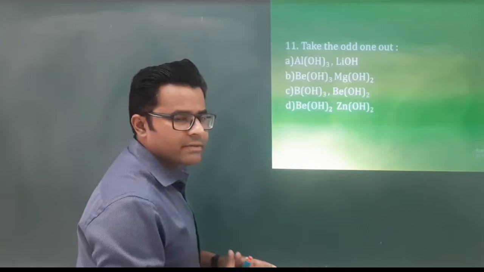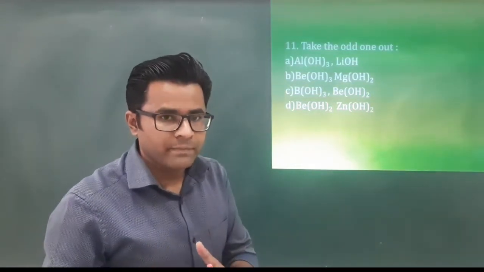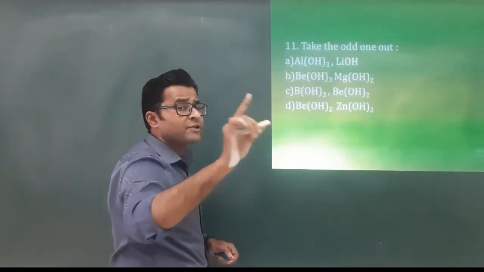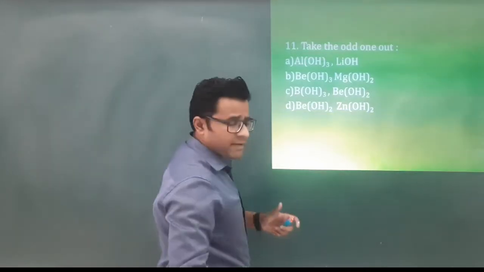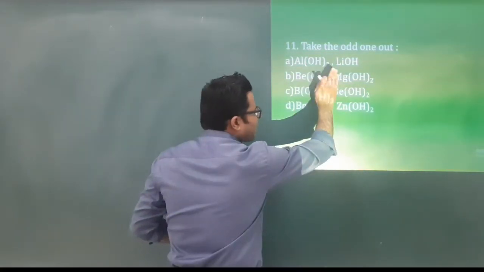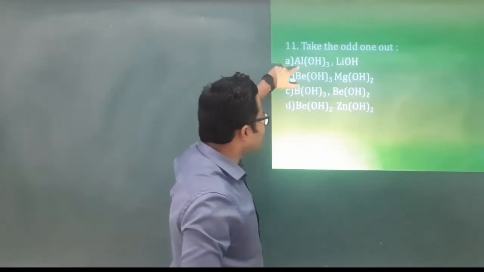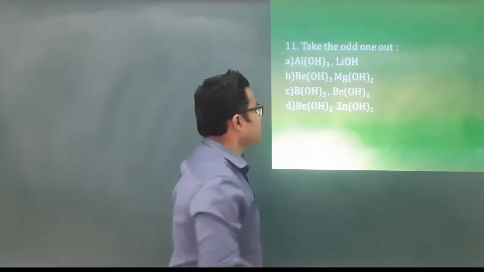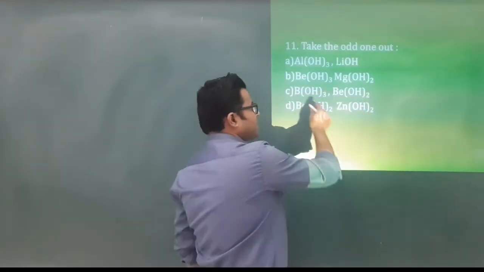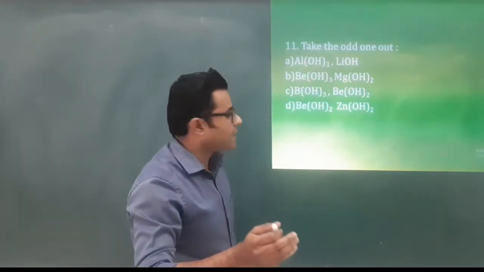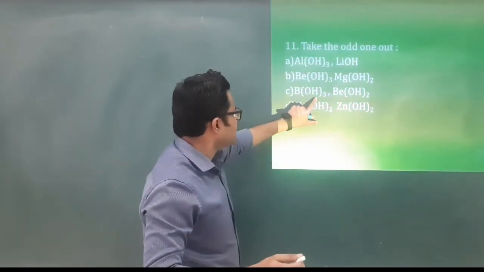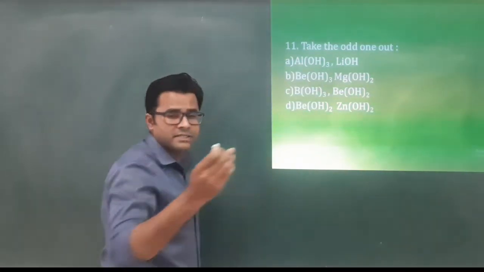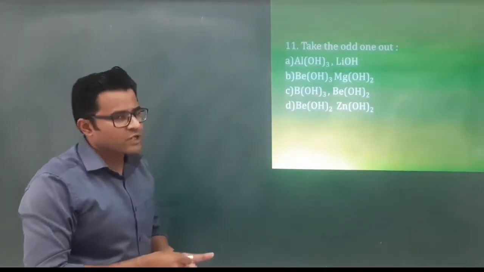Question number 11 is similar to question number 10. Here again we are indirectly asking about the amphoteric nature. The options are the same, everything is the same. Here the pairs are not matching: this is amphoteric while this is not amphoteric in nature. This is amphoteric and again this is not amphoteric. Beryllium hydroxide is amphoteric, but barium hydroxide is not. Boron hydroxide is not amphoteric in nature. So here again the answer is D. Let's observe question number 12.